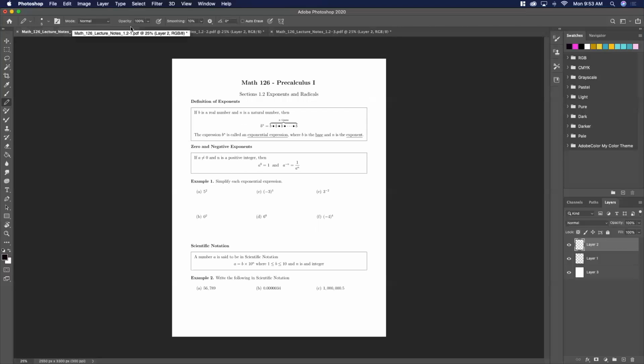All right, so let's get started. So let's talk about exponentials and radicals because that's a great place to start before we dive into log functions.